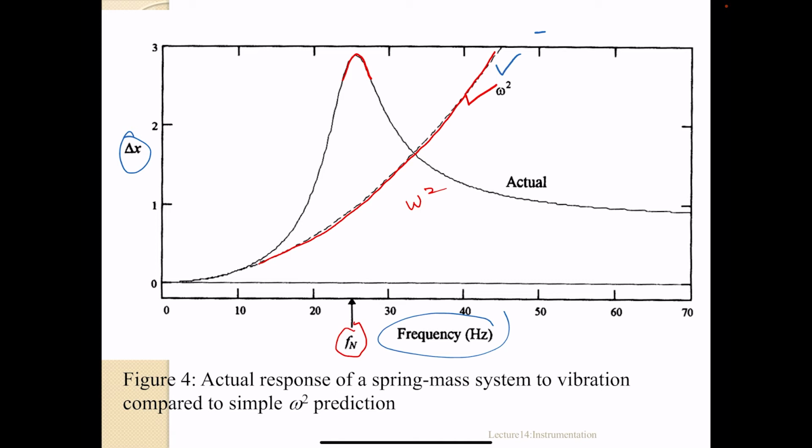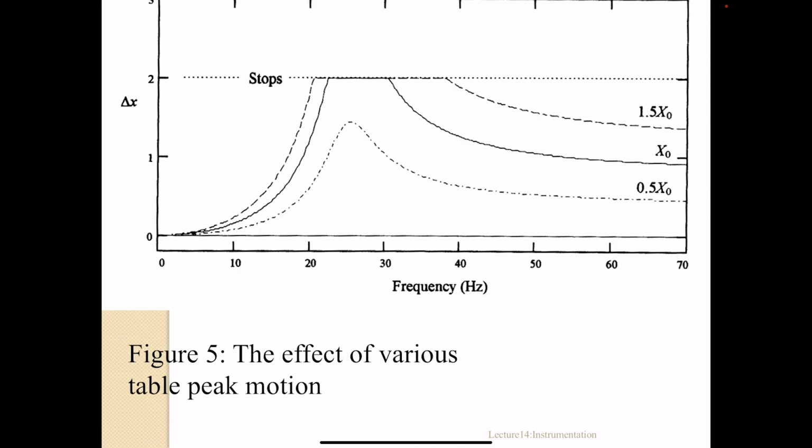Therefore, in order to avoid that, we design a stopper such that it will limit the movement of the seismic mass so that the accelerometer is not damaged during resonance. So by putting the stopper, we can see that the displacement of the seismic mass is limited by the stopper here.